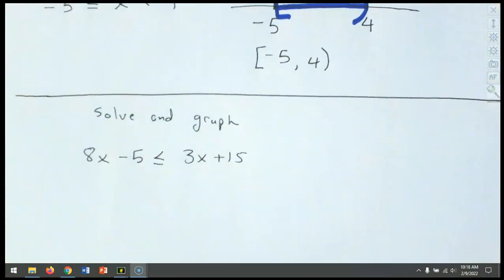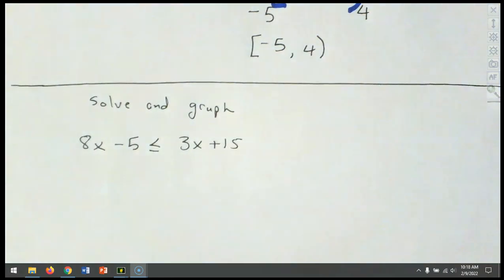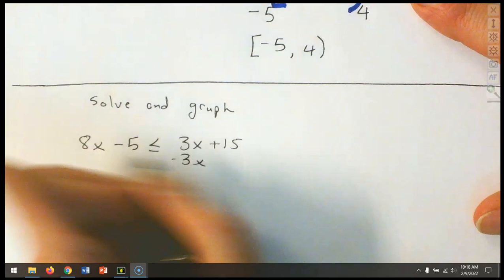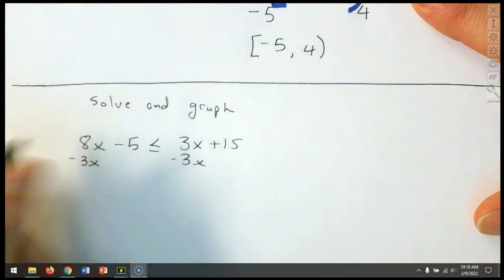So we'll just start with a basic one here. We're going to try and solve and graph this one. What are we going to do? Well, we're going to move that 3 over. So 3x goes over. And then we're going to add the 5.